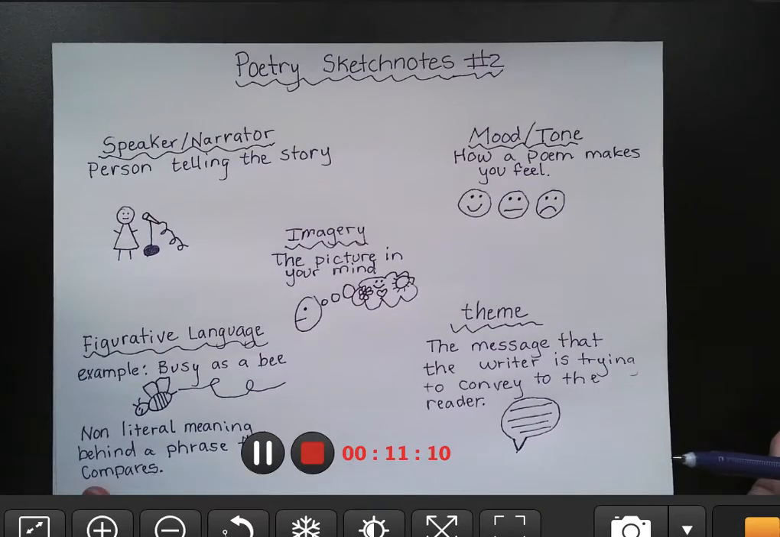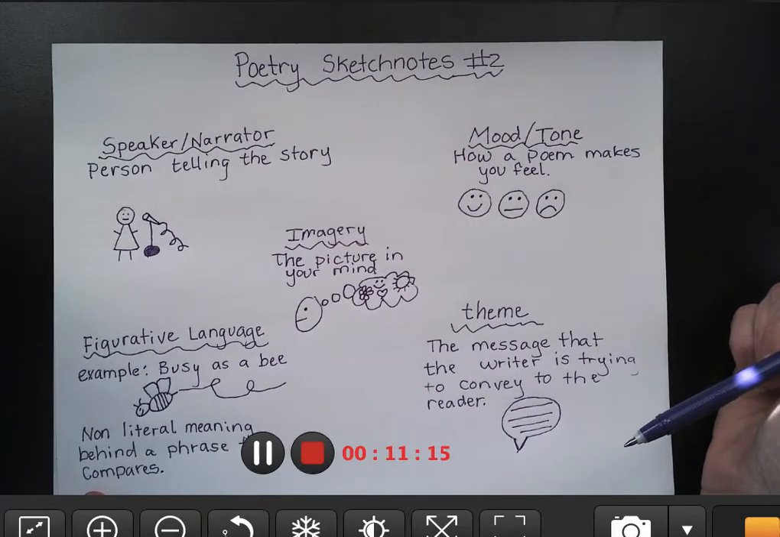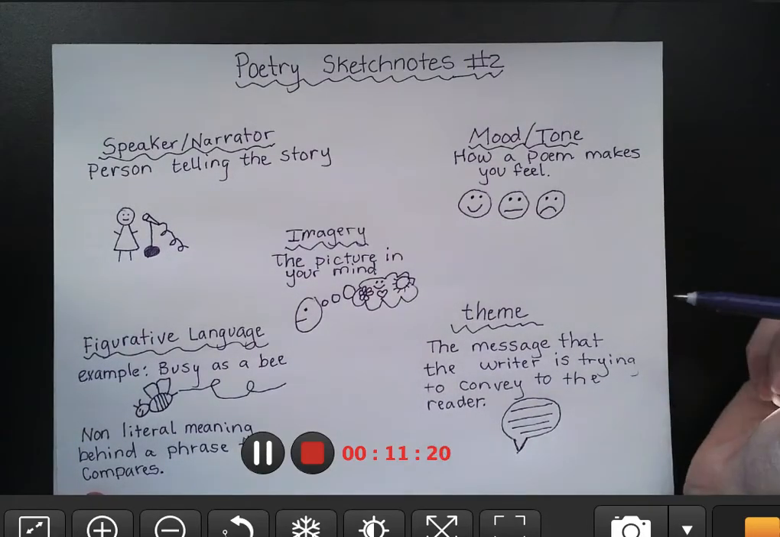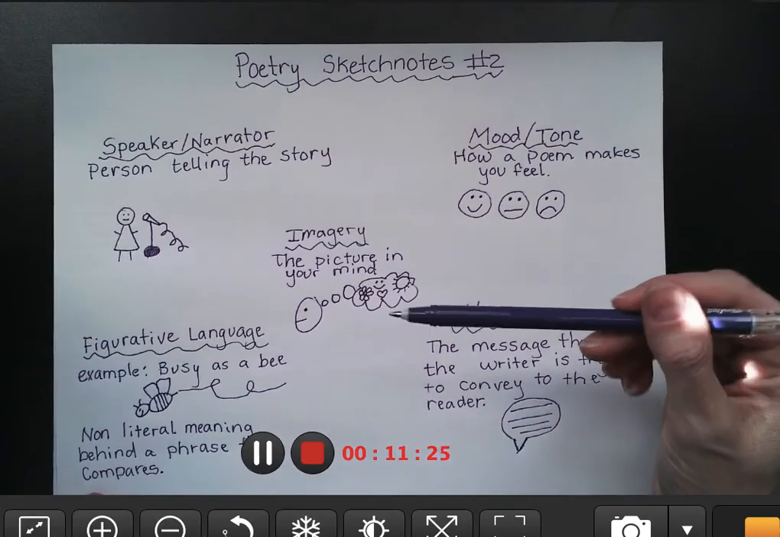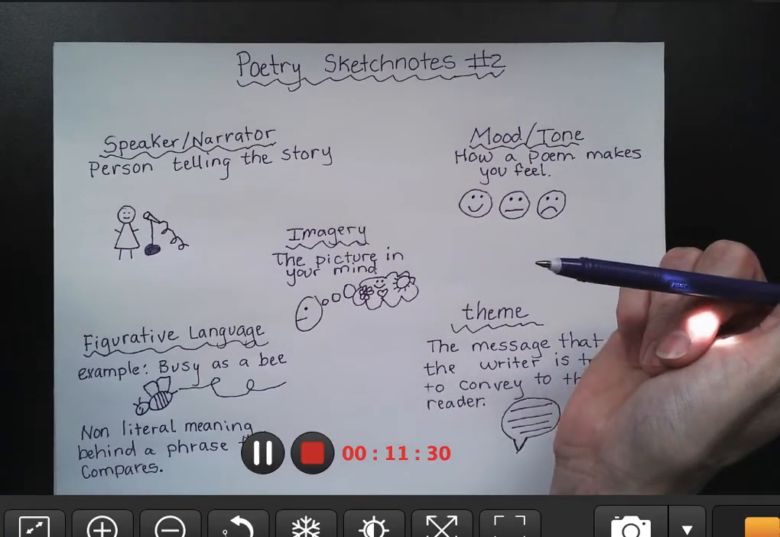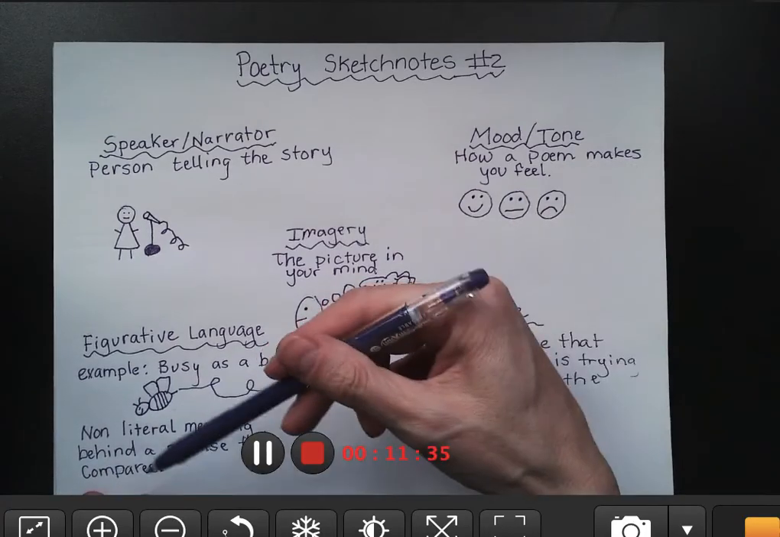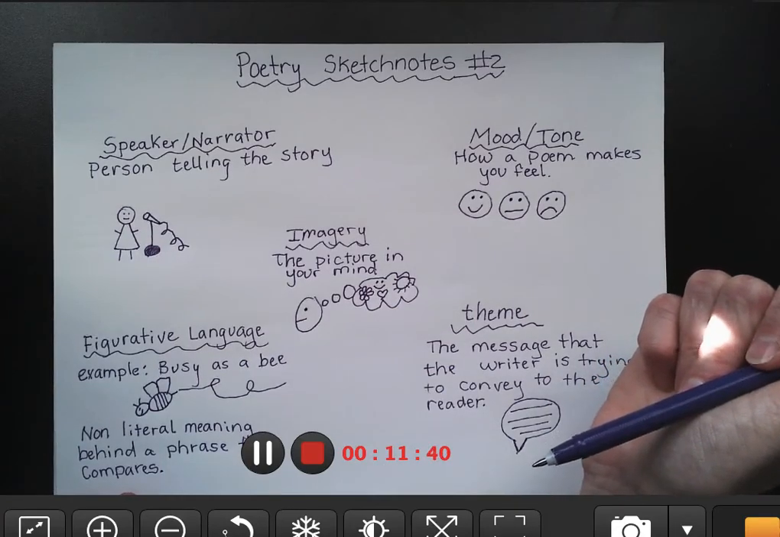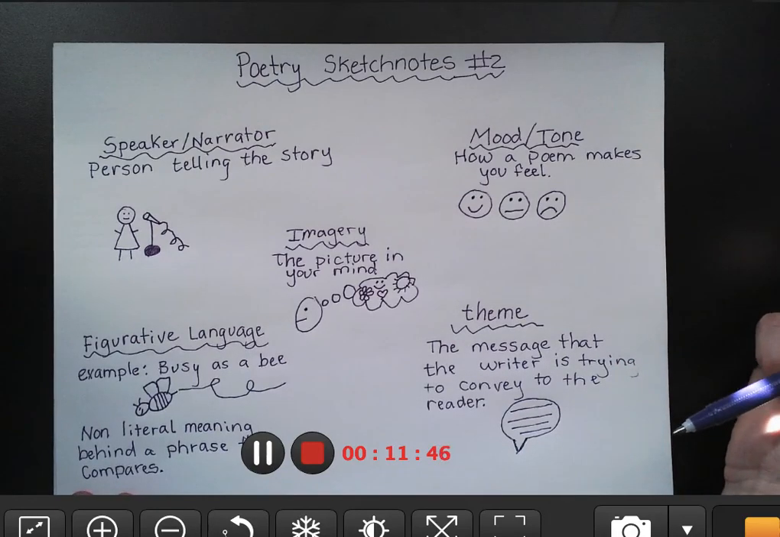What you need to know, first of all, is who is talking, who is telling the poem or telling the story. What kind of mood is it that they're trying to set? One of happiness or sadness or fear? Do they give you that picture in your mind or imagery so that you can actually have a vision of what's going on? Do they use figurative language to show comparisons to things that maybe you better understand? And finally, what is the message that they want you to take away?